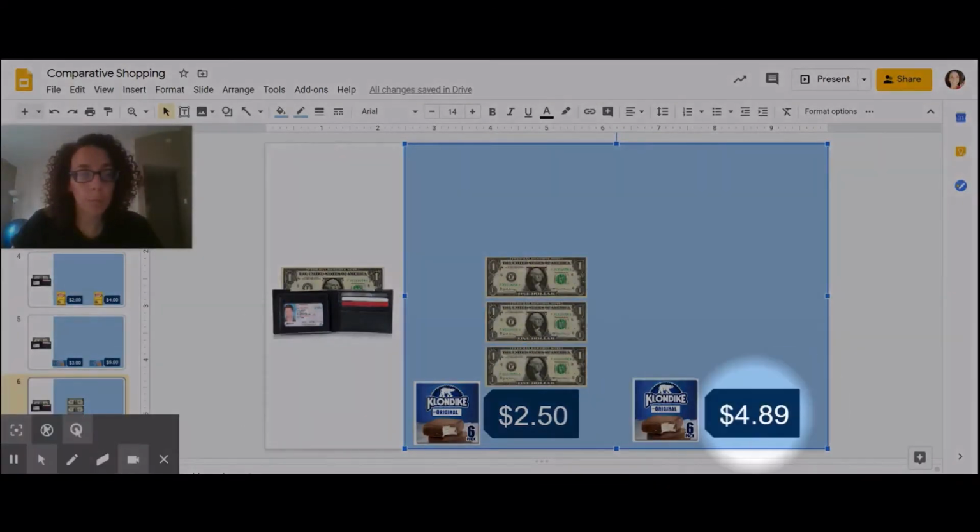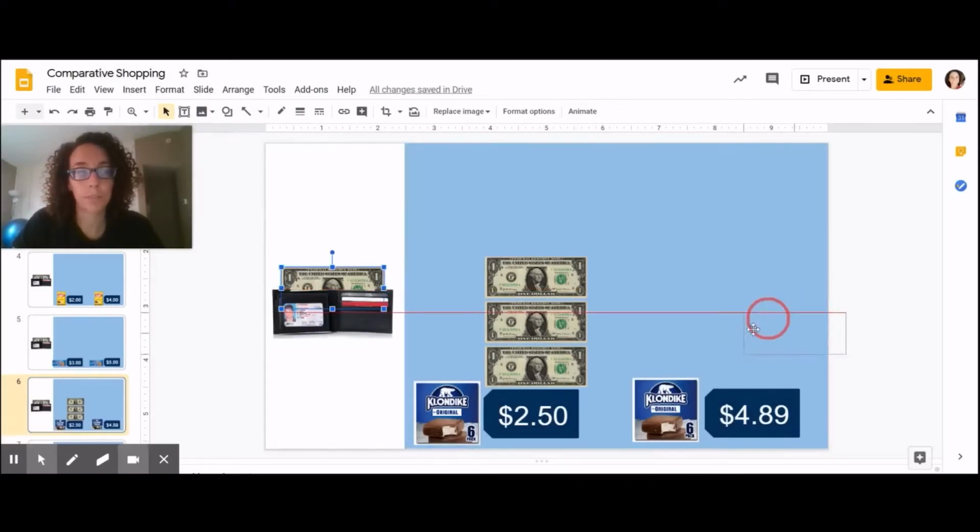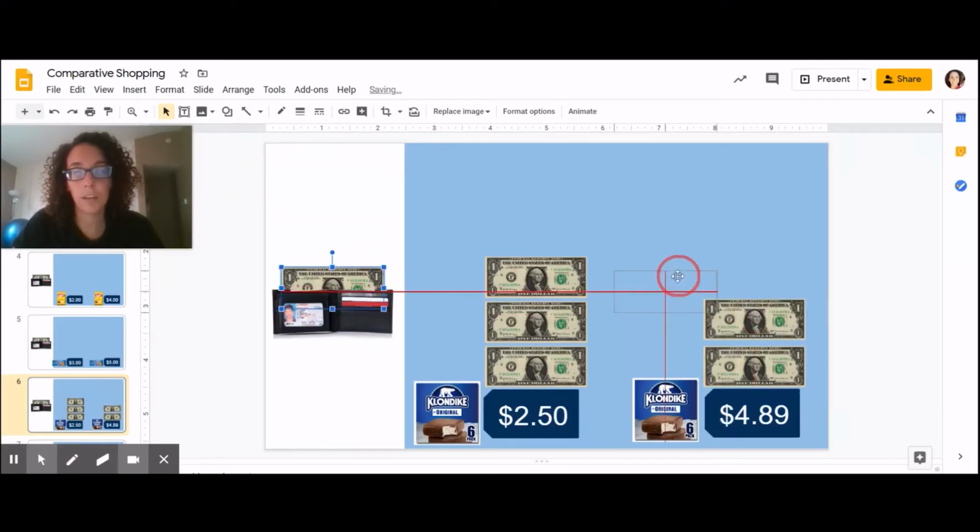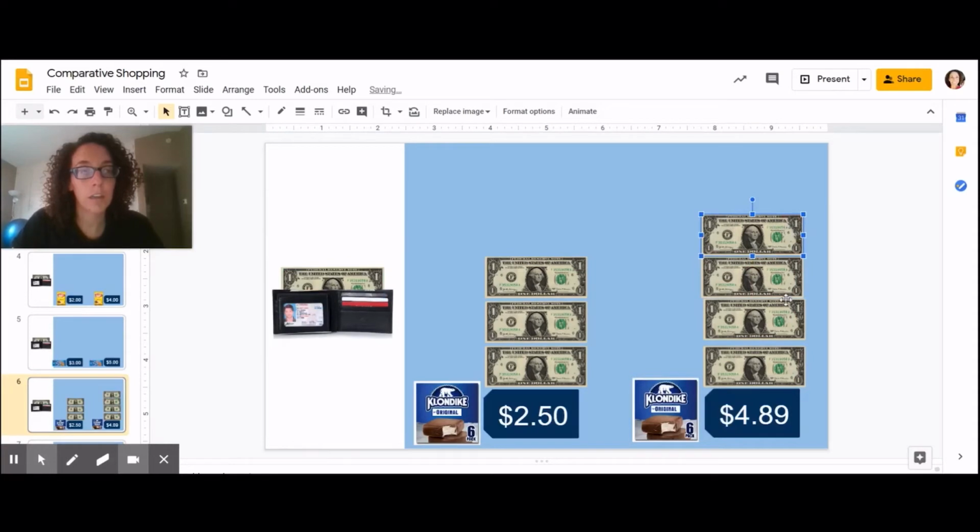The whole number, the first number is, that's right, that's the number 4. So we're going to count $4. 1, 2, thanks for counting with me. 3, $4. But don't forget, we have to do one more dollar for the coins.